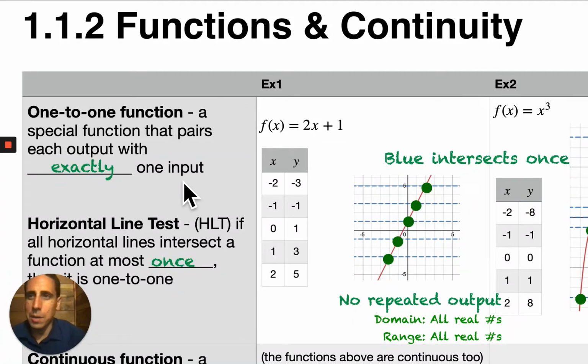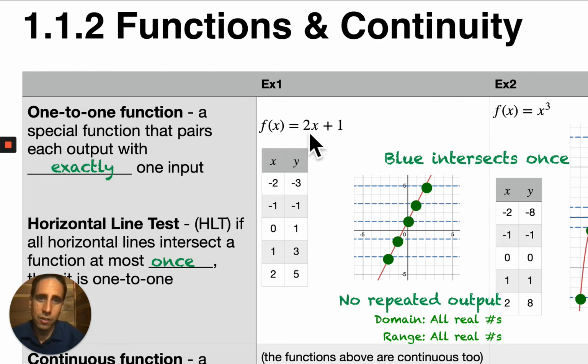We are at Chapter 1, Section 1, Day 2 of Functions and Continuity, continuing our conversation. So, let's talk about other things that you can do with functions. What is a one-to-one function? Well, a one-to-one function is a special function that pairs each output with exactly one input.